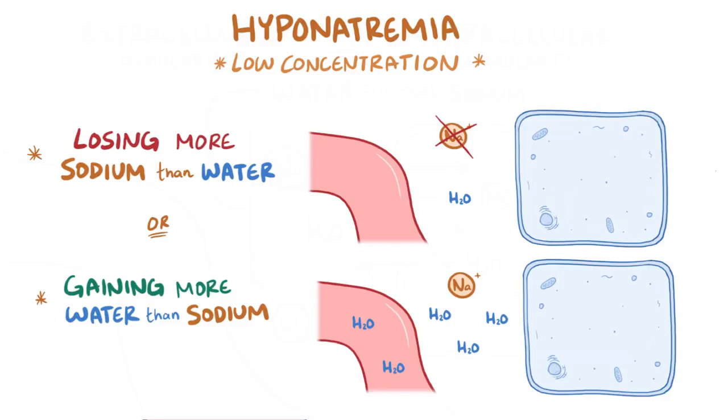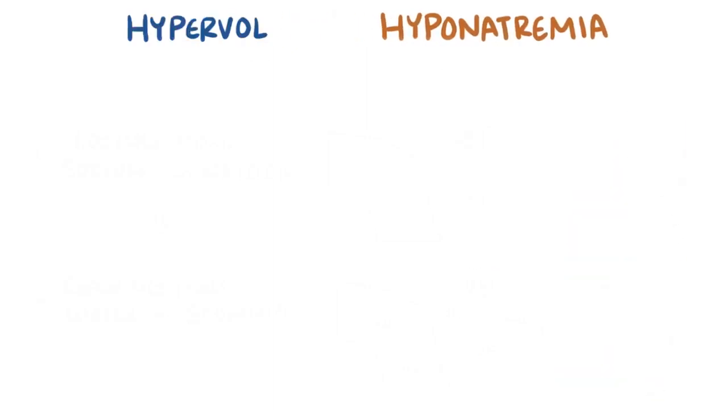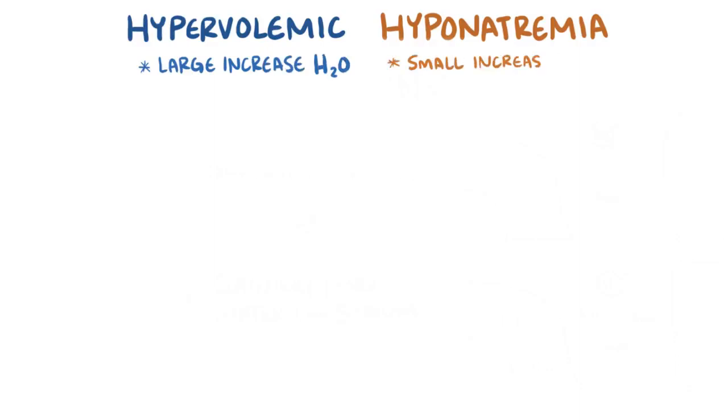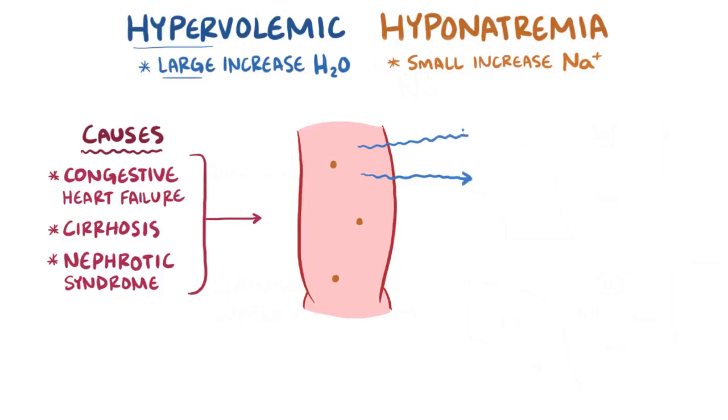Broadly speaking, hyponatremia can be divided into three categories, based on water volume status. The first is hypervolemic hyponatremia, where there's a huge increase in total body water, and only a small increase in total body sodium. So in this case, you're gaining more water than you are sodium. Typically, this is seen in conditions like congestive heart failure, cirrhosis, or nephrotic syndrome, where a ton of fluid leaks out of the blood vessels and into the interstitial space, and this causes edema, especially in the ankles.